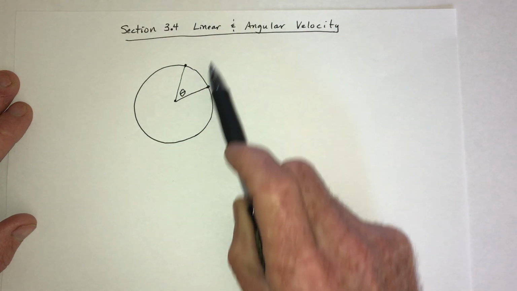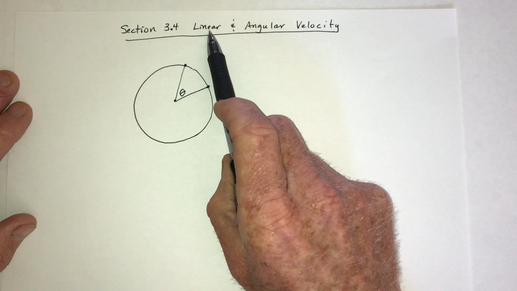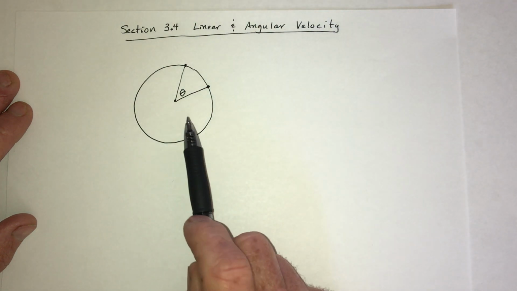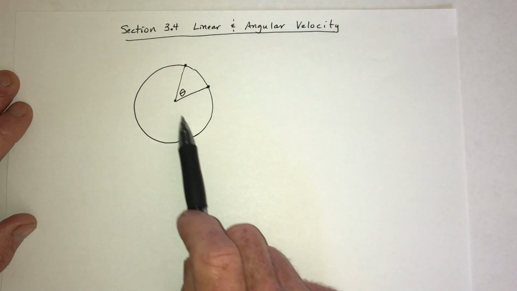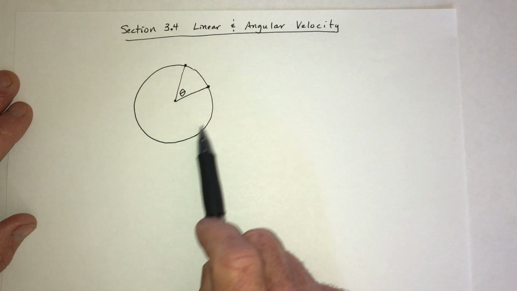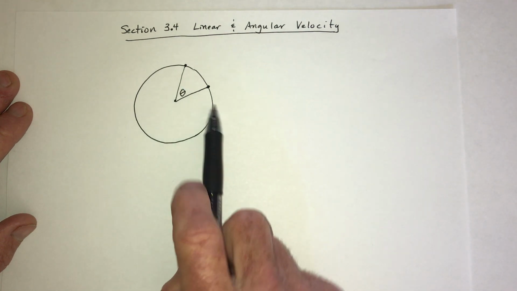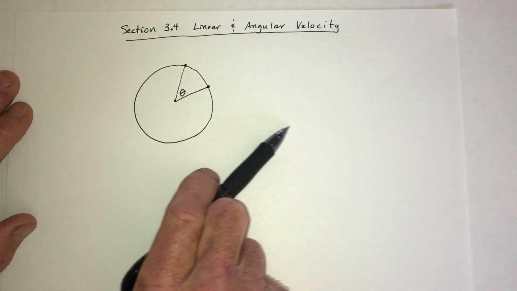Now you might be thinking linear, doesn't that mean line? Well, you could think of this like a wheel, and you attach it to a car, and even though the wheel is going round and round, the car is going to be going in a line.